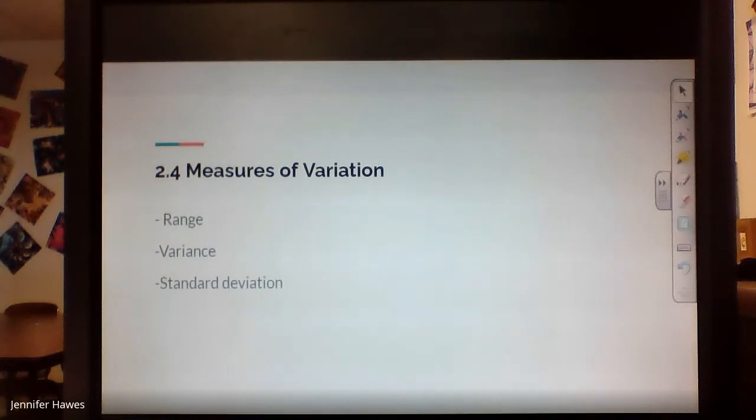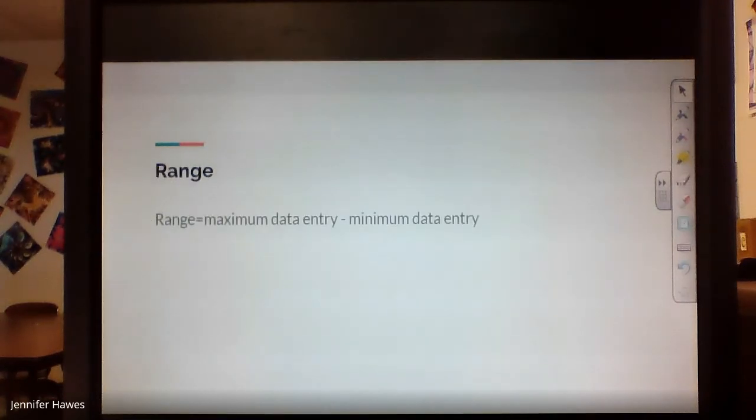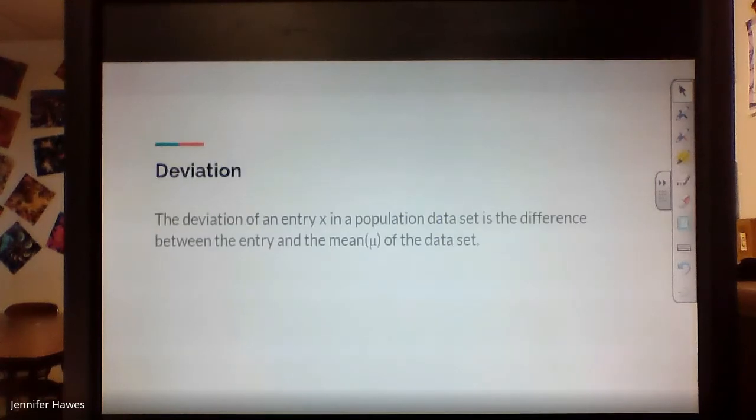Okay, so measures of variation. The range, we've already talked about: taking your maximum minus your minimum. That just gives you the range of values. It doesn't tell you a lot. It doesn't tell you if you have outliers in there or something. It's just the difference between the highest and the lowest. It tells you the spread of the data a little bit, but like I said, if there's an outlier in there, it's not good.